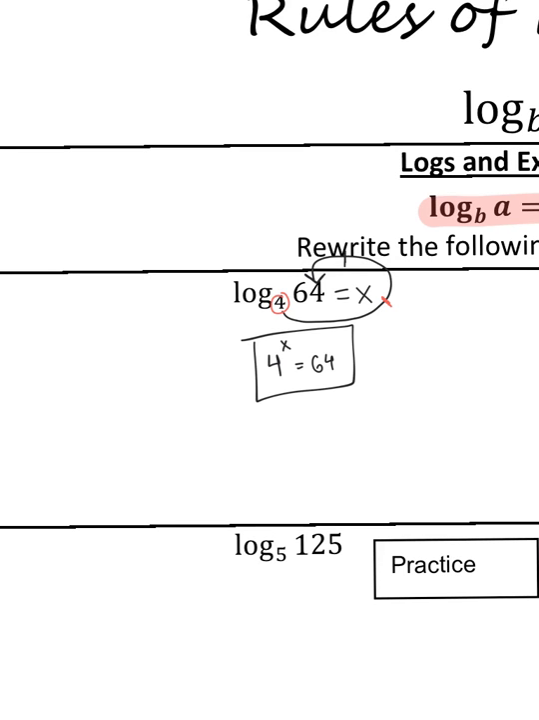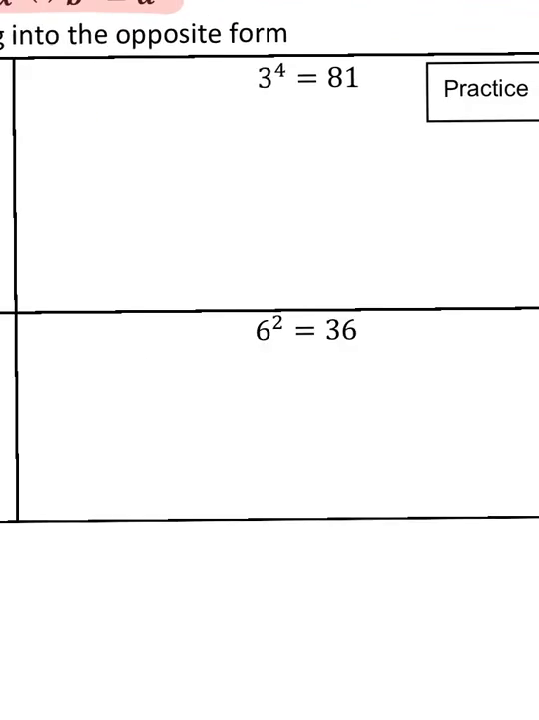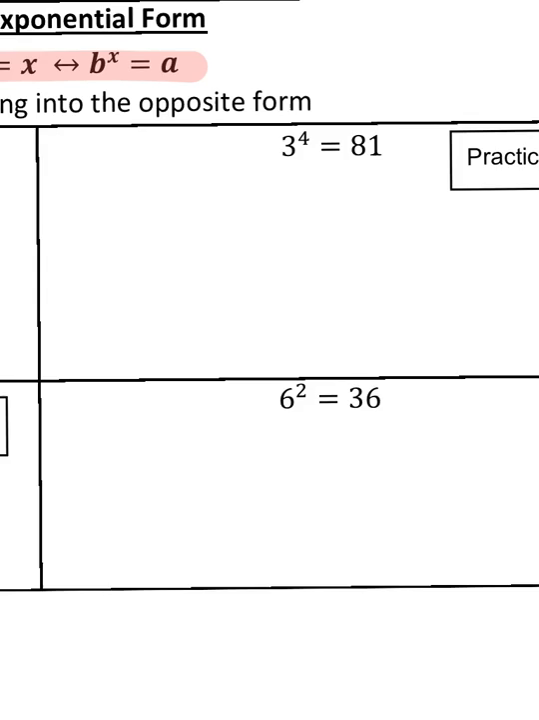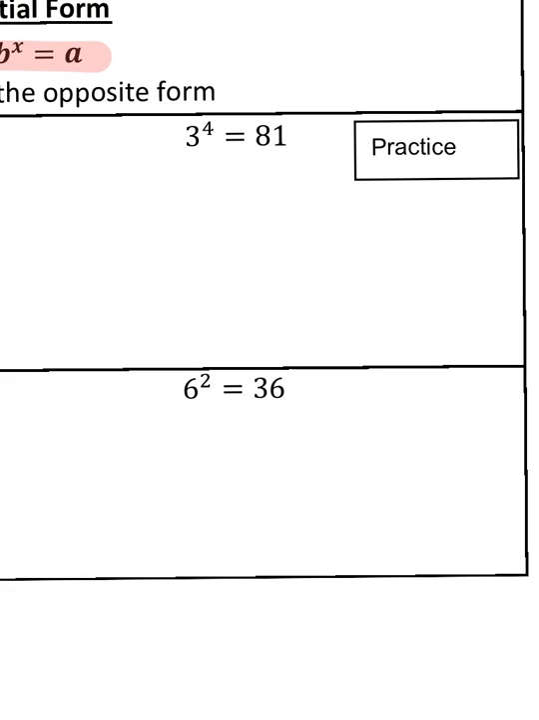Okay, let's try going the other way now. So this problem down here, 6 squared equals 36, this is currently in exponential form. It's not in log form because you don't see the symbol or the word that says log. So I'm going to try to go from this into log base b of a equals x. I'm going to try to write it like that, okay?